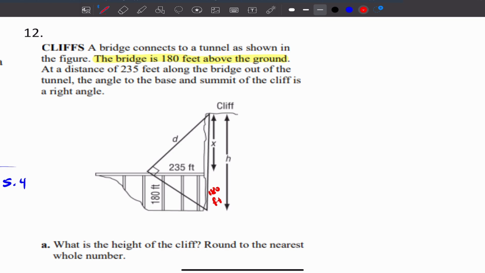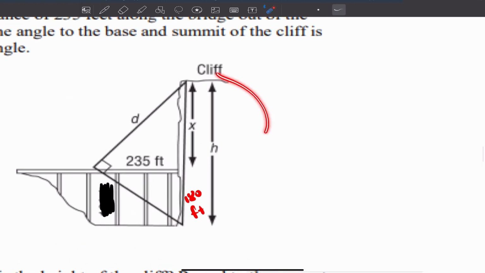So I'm just going to erase this so I don't confuse myself and think that this is 180 feet at all. All right, now that I have that, I'm going to label my figure. So this is the hypotenuse. This is segment 1. That's segment 2. This is leg 1, and then this is leg 2.